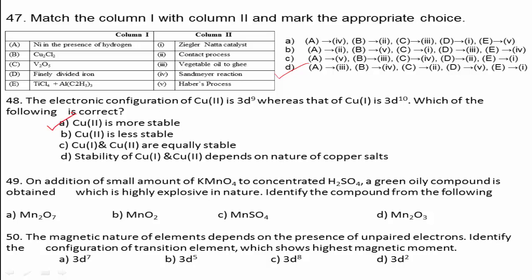Next question number 49. On addition of a small amount of KMnO4 to concentrated H2SO4, a green oily compound is obtained, which is highly explosive in nature. Identify the compound from the following. Option A Mn2O7, option B MnO2, option C MnSO4, option D Mn2O3.